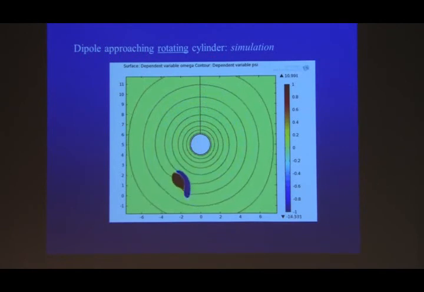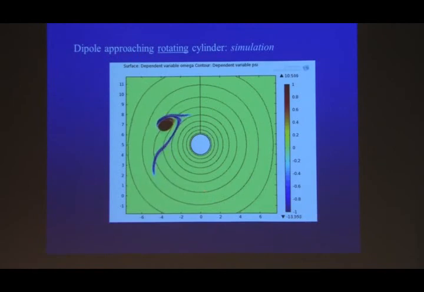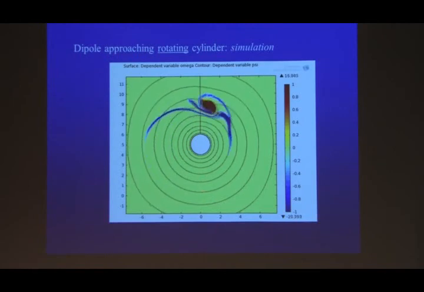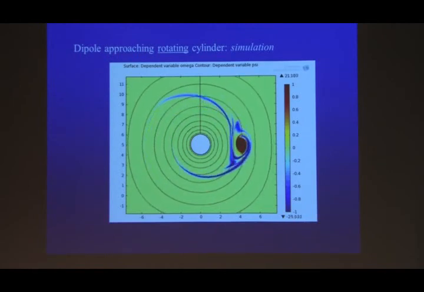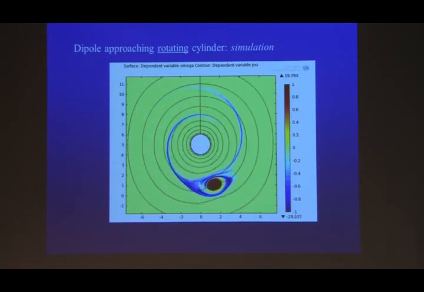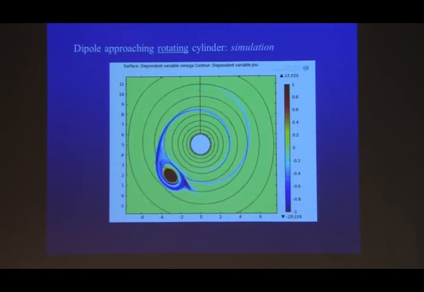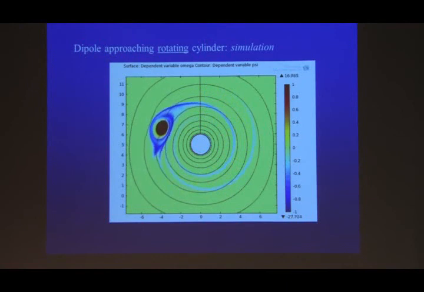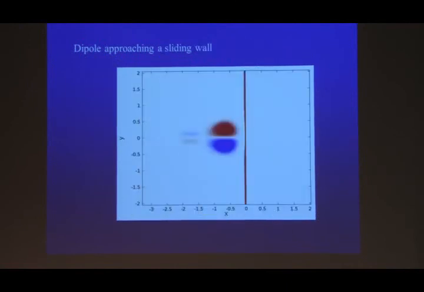So an intriguing behavior showing that the asymmetry caused by the rotation of the cylinder is really causing a dramatic effect on the behavior of the vortex. In order to better understand it, we removed the curvature. This is just a sliding wall, and the wall was sliding vertically upwards, and the dipole comes from left to right. And of course there is a boundary layer.